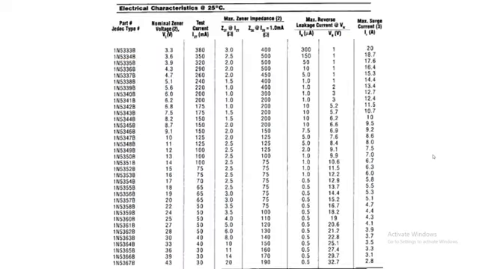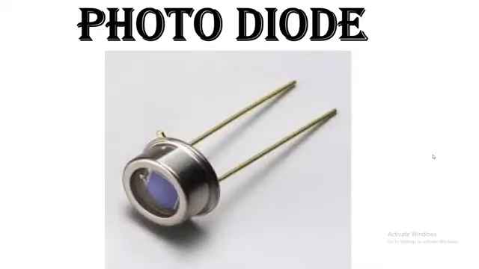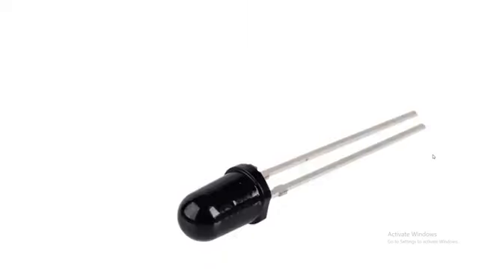This is the list of the different values of the Zener diode according to their voltage. The next type of diode is the photodiode. The photodiode looks like this. You can see here, these are also types of photodiodes. The symbol of the photodiode is like this.